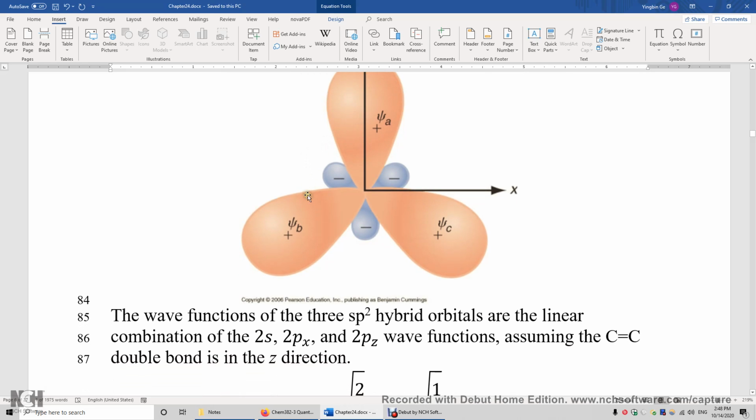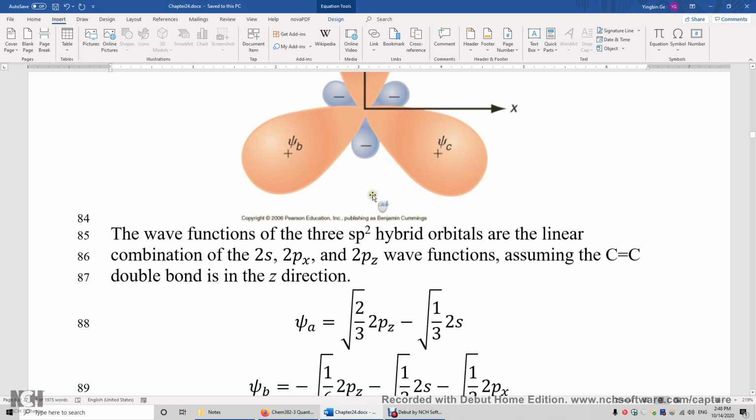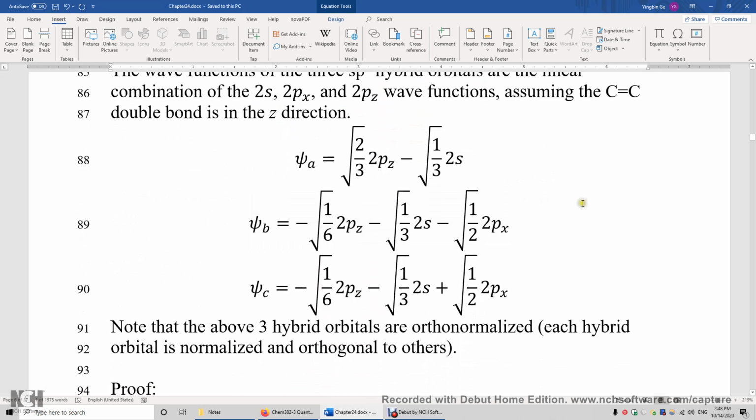They have an angle of 120 degrees. So I'm going to just show you one of the three. So you have to go here and then go here. This is one of the three sp2 hybrid orbitals.